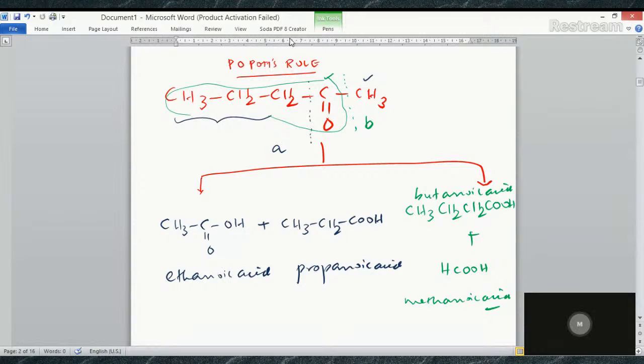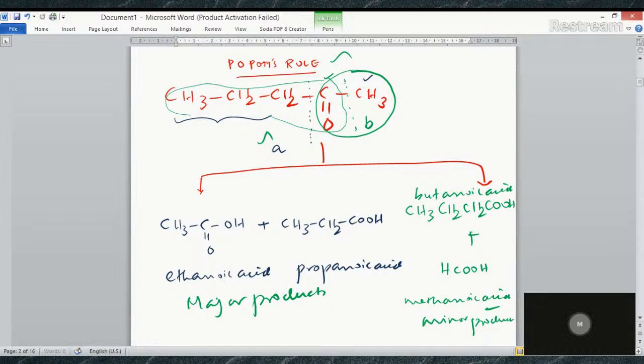According to the idea given by this rule, always the lower alkyl group should leave along with the C=O. So the A-type cleavage can give the major product. So these are the major products possible and these are the minor products possible.